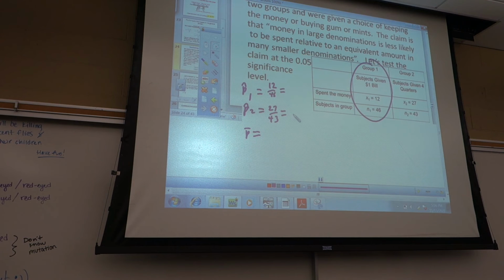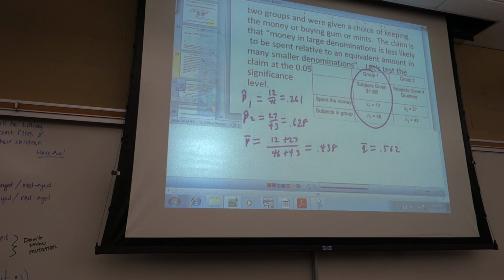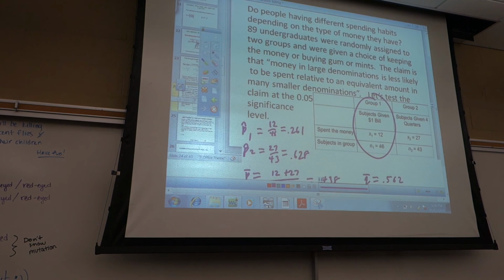So the first one, p hat 1, is 0.261, and p hat 2 is 0.628. And then p bar is going to be, you combine them, 12 plus 27 successes out of 46 plus 43 total, and you will get 0.438, which means my q bar is 0.562. Good?